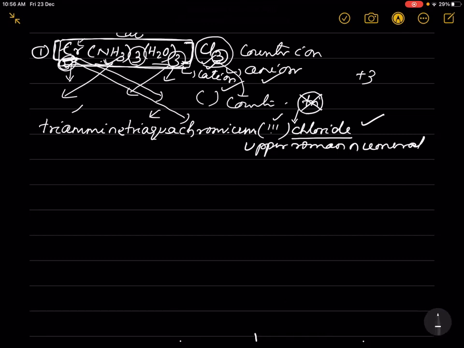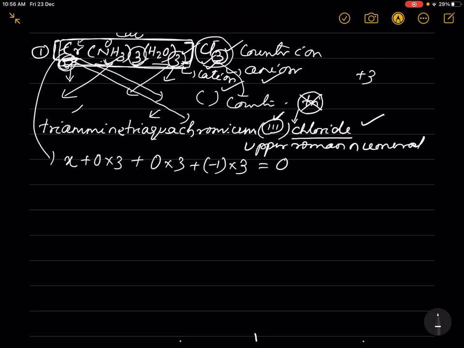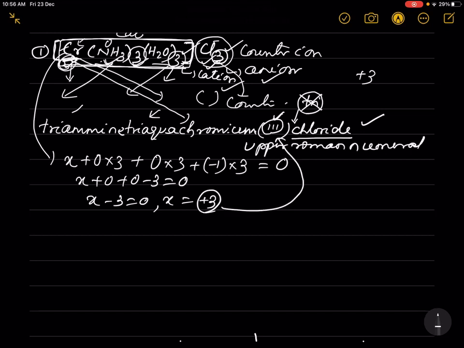And here I can show how to get this upper Roman numeral. Let us calculate. For chromium, the oxidation number is x. For ammonia, it is 0. And for 3 ammonia molecules, you should multiply by 3. Then for water, it is 0. And for 3 water molecules, we should add 0 into 3. And for chlorine, it is -1. And for 3 chloride ions, I should write -3. Then the total oxidation number is 0. So x plus 0 plus 0 minus 3 is equal to 0. So x minus 3 is equal to 0. x is equal to plus 3.